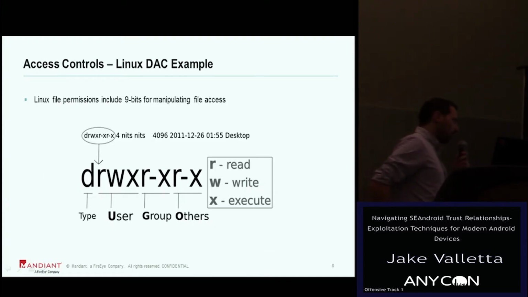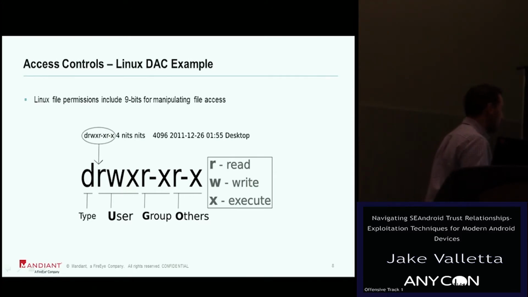So a lot of us in the room are probably familiar with this. This just illustrates the 9 standard bits for file manipulation and access rights on Linux. You can ignore the D at the beginning, that's just a directory in this case. But we have read, write, and execute. Right? These are our actions here.